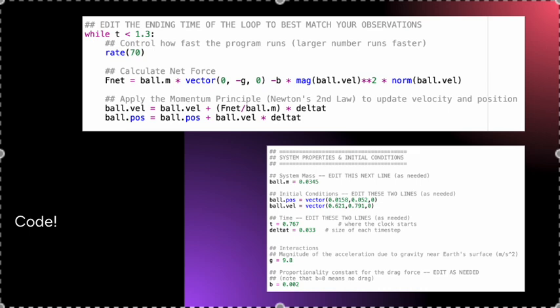In the main loop, I'm calculating the net force, and for the gravity-only case, it's simply negative mg in the y direction. For the drag case, I first calculate the speed as the magnitude of velocity, then compute the drag force as negative b times speed squared times the unit vector of velocity. I then update the momentum using p new. The new position is equal to the old position plus f net. And the loop continues plotting the trajectory point by point until the ball hits the ground.